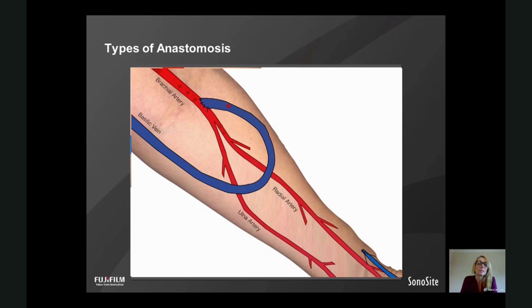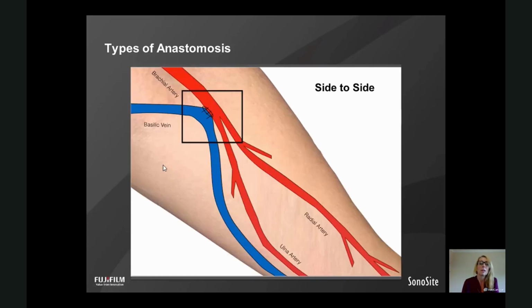So the type of anastomosis that we see to create a native fistula would be an end-to-side anastomosis, where the vein is taken and cut, and the end of the vein is then joined into a hole on the artery. So this is end to side. The other part of the vein is just tied off, and it's not necessary. So that's end to side. So you can see here that the blood would travel down the artery and then be allowed to pass now back up to the heart via the vein.